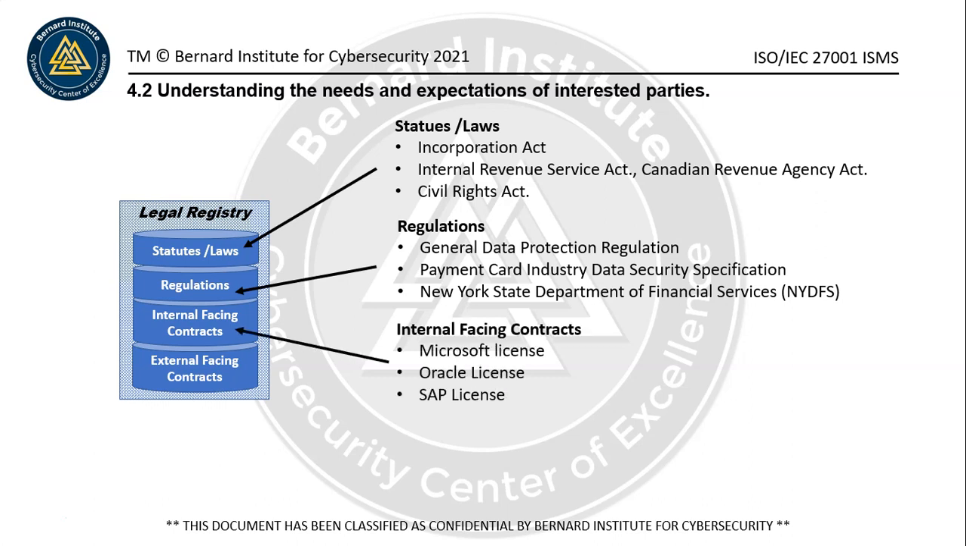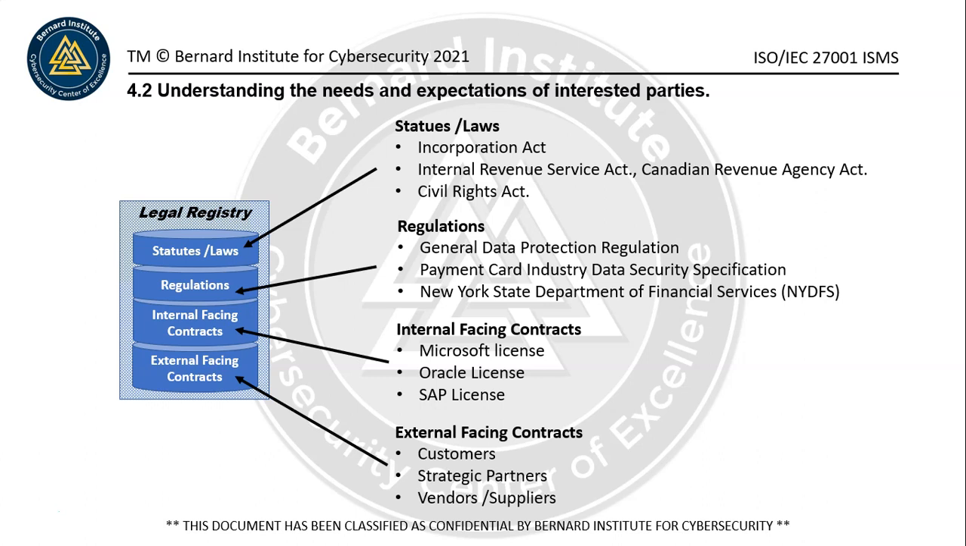Okay? Internal facing contracts include licensing for Microsoft, Oracle, SAP, whatever the software it is that you use. You may have all custom software, but probably you are using some kind of commercial software. It might be COTS, commercial off-the-shelf software. We have an obligation, a legal obligation, to protect these organizations' code when we use their code to run on our systems, to run our businesses. So again, these are interested parties within our information security management system.